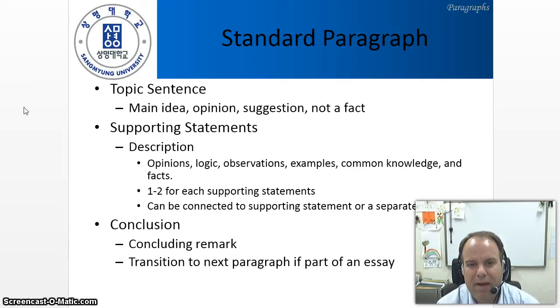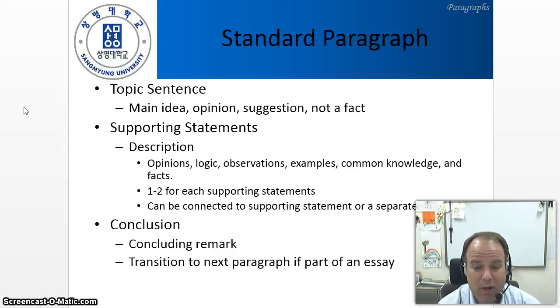Now, you're also going to have descriptions. You might not have these in some very basic paragraphs, but in general, when you're doing any kind of academic writing or any real-world writing, you should probably have some descriptions that are providing extra information for your supporting statements. So the supporting statement is just that. It's a statement that supports, for lack of a better word, the main idea. The descriptions themselves give things like opinions, logic, observations, examples, common knowledge, and facts. And they help to describe or support the supporting statement.